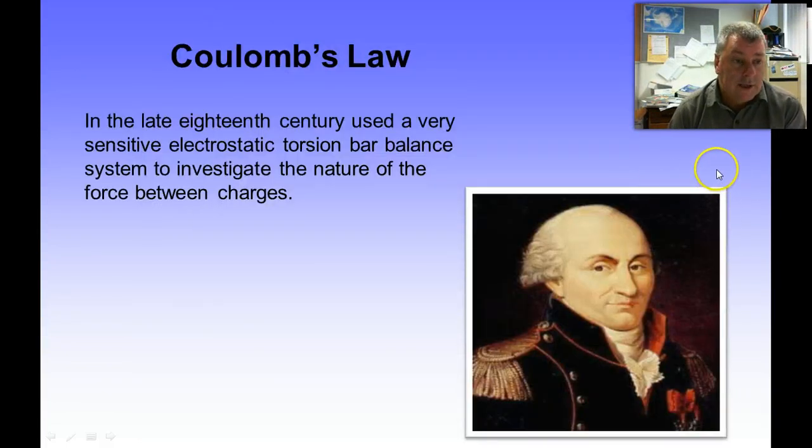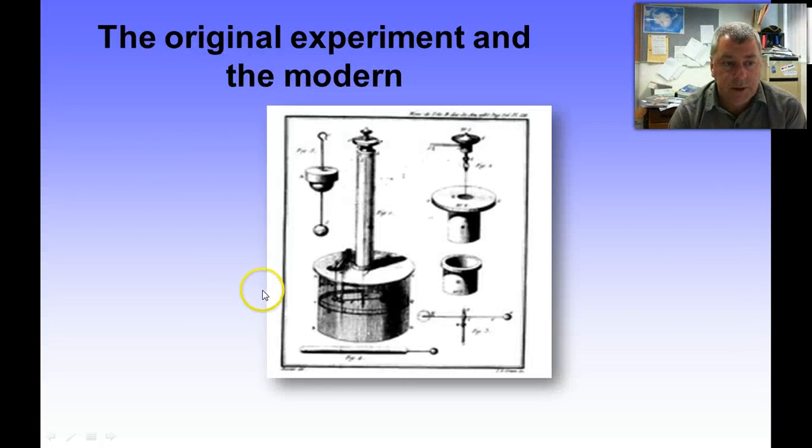Now Coulomb's law, this was Coulomb, and he was around in the late 18th century. He used what's a very sensitive electrostatic torsion bar balance. Now we've seen a torsion bar balance before when Cavendish was using it to work out the universal gravitational constant. Now this will look somewhat similar, but be slightly different, because instead of looking at gravity, Coulomb was looking at electrostatic charges and the force between charges.